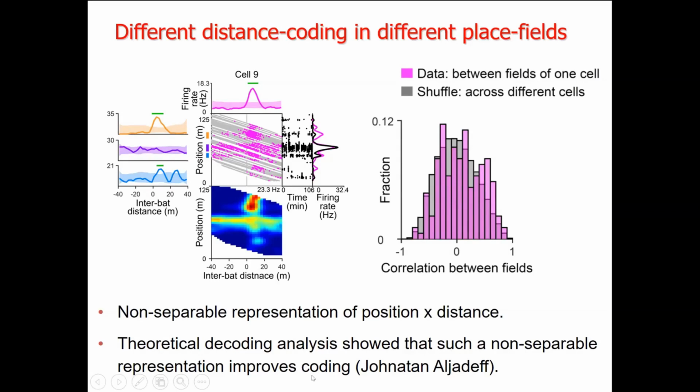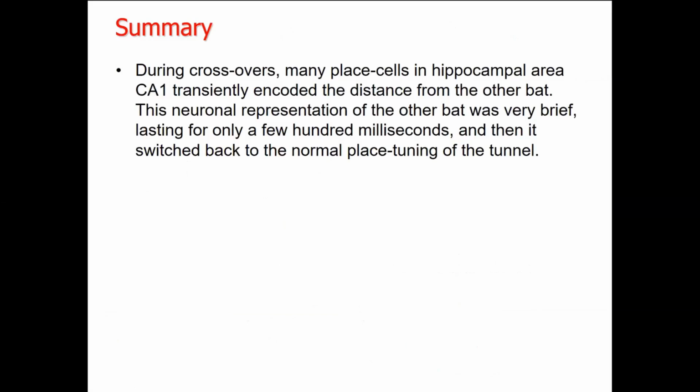Again, I don't have time to go into the details, but I can explain more later. So to summarize this last part, during crossovers, many place cells in the hippocampal area CA1 switched from coding of position to coding of distance by position. This switch was very fast. I didn't have time to show you, as fast as 100 milliseconds, very, very fast.